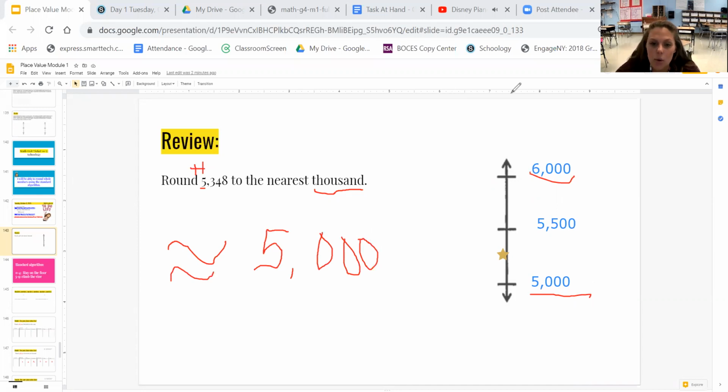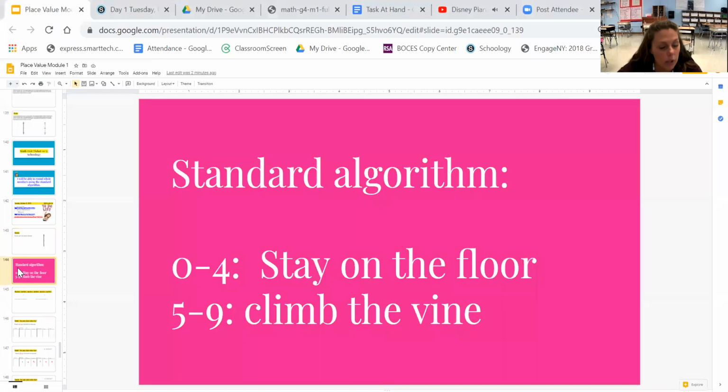Awesome job. So let me go ahead and start by teaching you the little riddle for the standard algorithm. We're going to use this riddle, so let's just listen to it first and then we'll say it together. 0 to 4, stay on the floor. 5 to 9, climb the vine. Now, when I say 0 through 4, stay on the floor, it means if it's staying on the floor, it's not changing. If we're climbing the vine, that means we're getting bigger, okay? So if we stay on the floor, we're staying the same. If we're climbing, we're getting higher, so we're getting bigger, okay?